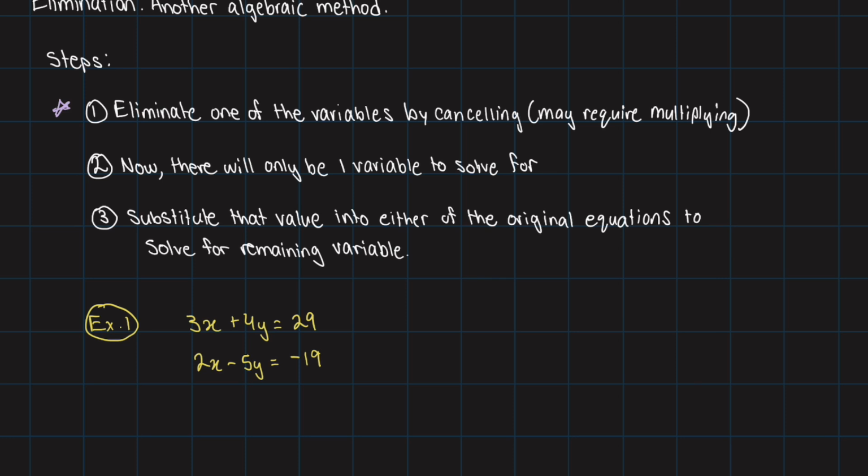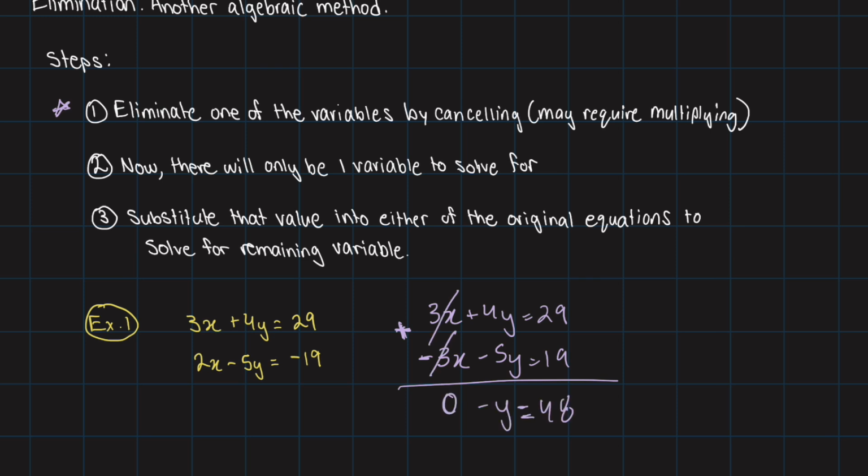And what I mean by that is, if the two equations we had were 3x plus 4y equals 29, right? The same first equation. But the second equation, instead of being 2x minus 5y, if it was negative 3x minus 5y equals negative 19, the x's, the 3x, could cancel. So we could literally add these two equations, and then that would result in x becoming 0. It doesn't exist. That's basically what we want. We want one of these variables to be gone.